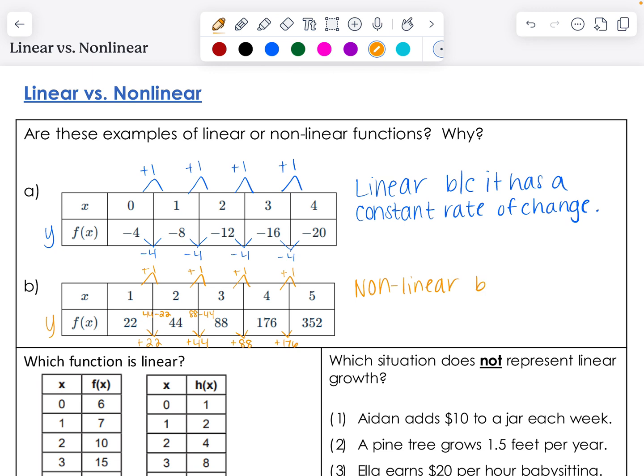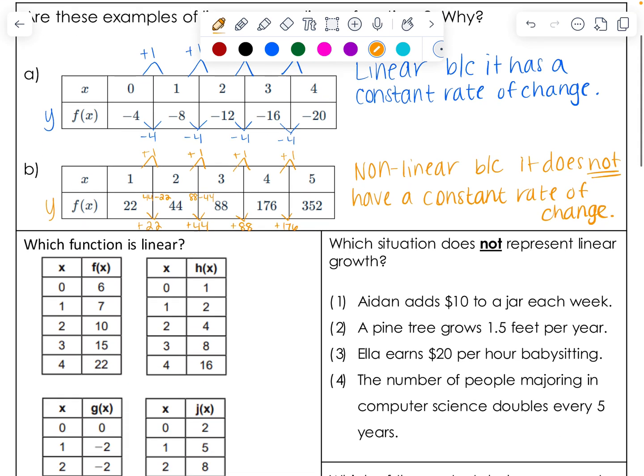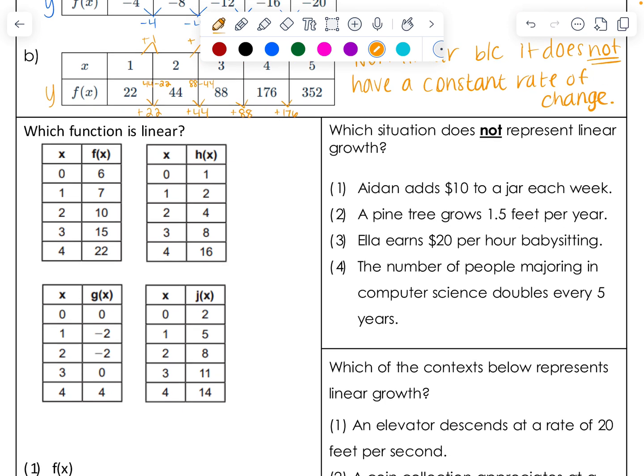because it does not have a constant rate of change. It does not have a constant rate of change. And so simply that's all you need to write to determine whether it is linear or non-linear. Okay. So now we look at a couple of Regents questions that are multiple choice.